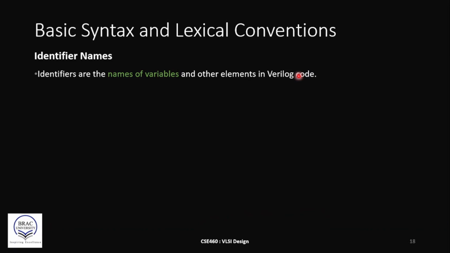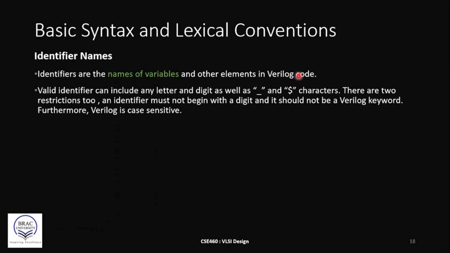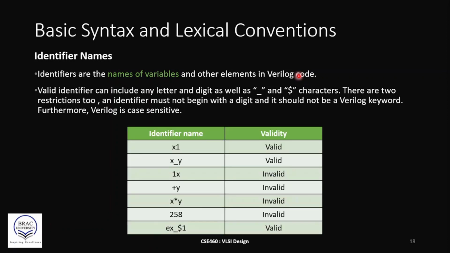So far, we have been introduced to the concepts of modules, variables, and constants. These elements are collectively known as Verilog identifiers. The identifier names must follow some restrictions, which are: an identifier name must not begin with a digit and it should not be a reserved Verilog keyword. Please also keep in mind that Verilog is case sensitive. From this table, you can easily differentiate the valid identifier names from the invalid ones.